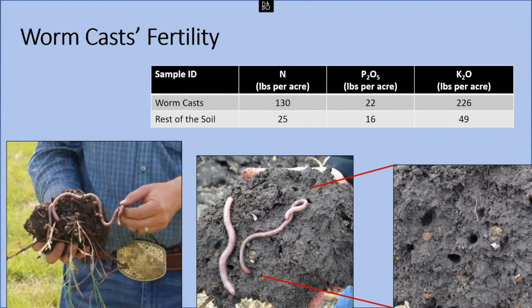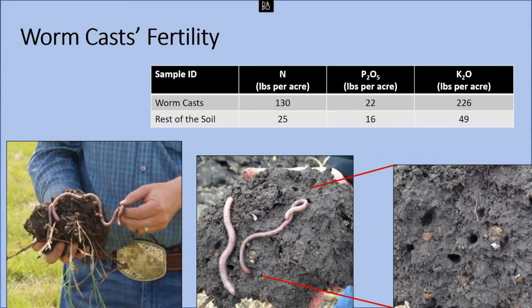So in the worm cast, there was 130 pounds of plant available nitrogen compared to the rest of the soil, which had 25 units of nitrogen. Phosphorus was about the same, but look at potassium. In the worm cast, 226 pounds of potassium versus 49 pounds of plant available potassium in the soil. So from a perspective of plant nutrients, that worm fertility, those worm casts were really boosting the nutrient cycle there, okay?